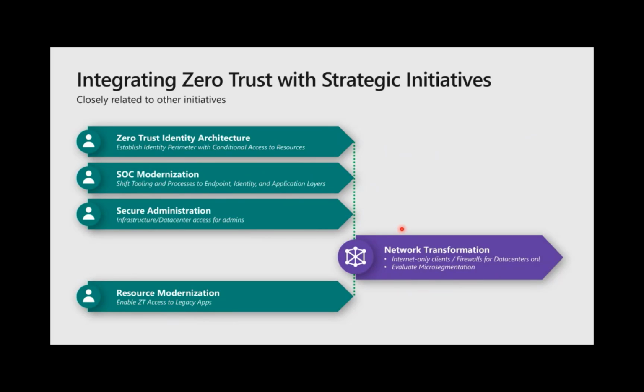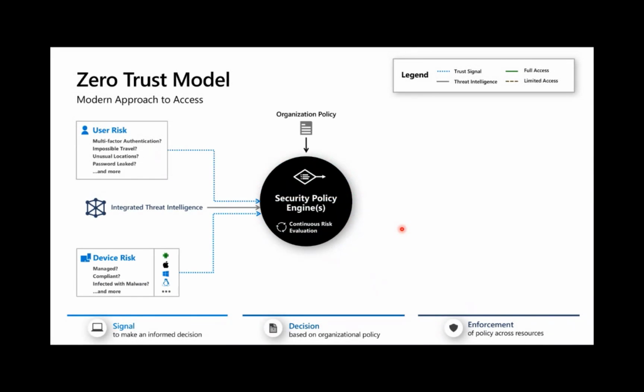In that area, again, there are different areas for zero trust: identity architecture, SOC (security operations center), secure administration, network transformation, and resource modernization. These are correlated strategic initiatives. Okay, let's understand this now in depth. How about building up the zero trust model? What could be the modern approach? In the first half of this presentation, I will show you how it works, and then we can go into the portal and configure it in real time.